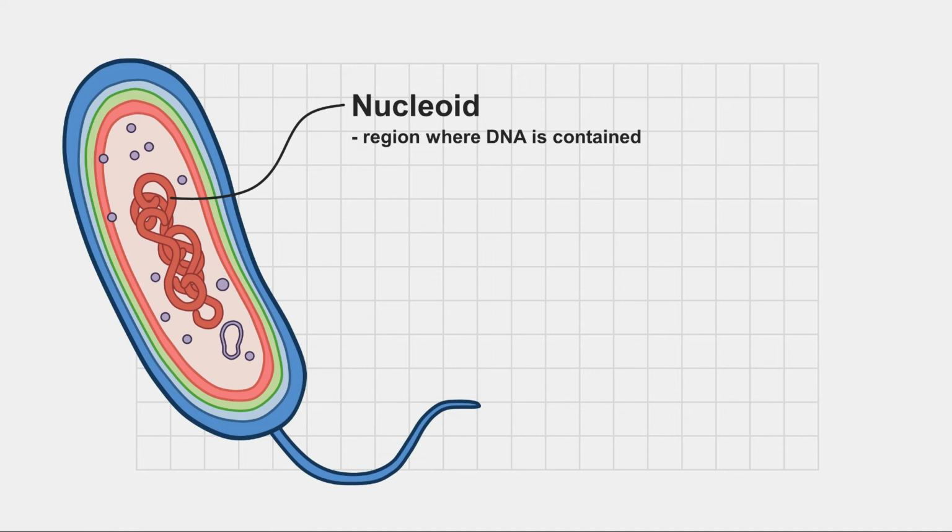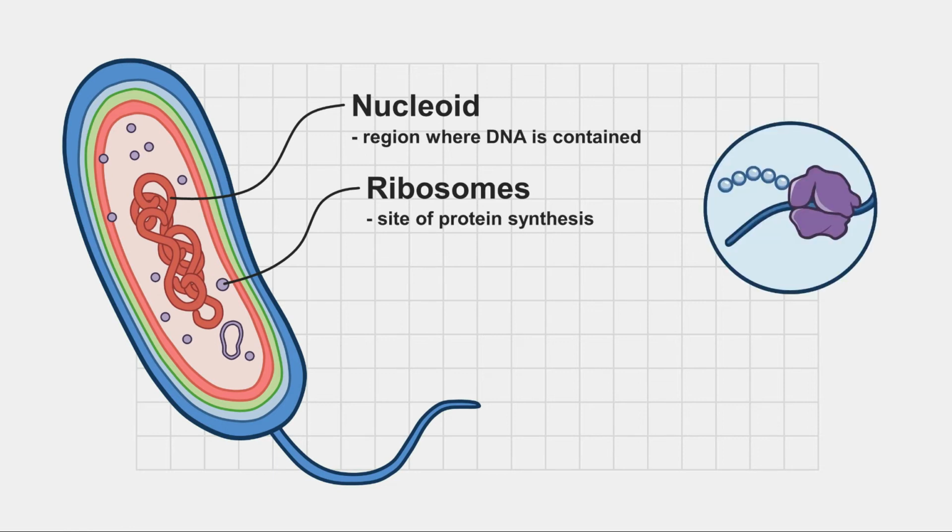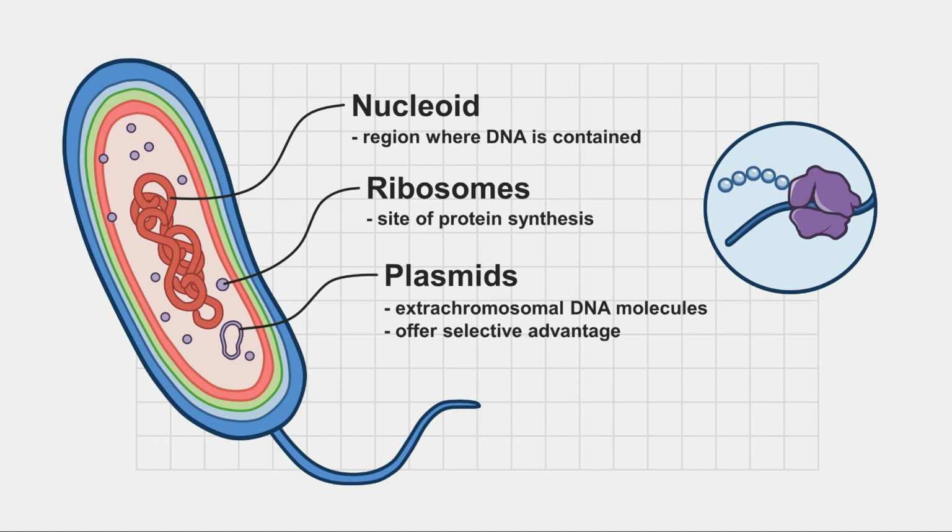Ribosomes, the site of protein synthesis, are spread all over the cytoplasm. There are extra chromosomal structures called plasmids in the cytoplasm too, which can either be circular or linear with relatively few genes. Unlike the chromosome, plasmids are not involved in reproduction. However, the genes in them offer selective advantage to bacteria, for instance, resistance to antibiotics.